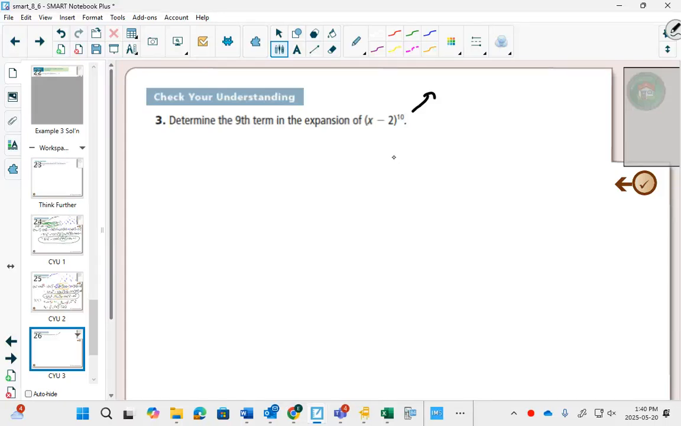Power of 10 tells us there's going to be 11 terms, but this time we're not going to write out Pascal's triangle to the 11th row, because the numbers get big quite quick. Instead, we're going to say, this seems like a great place to use the formula.